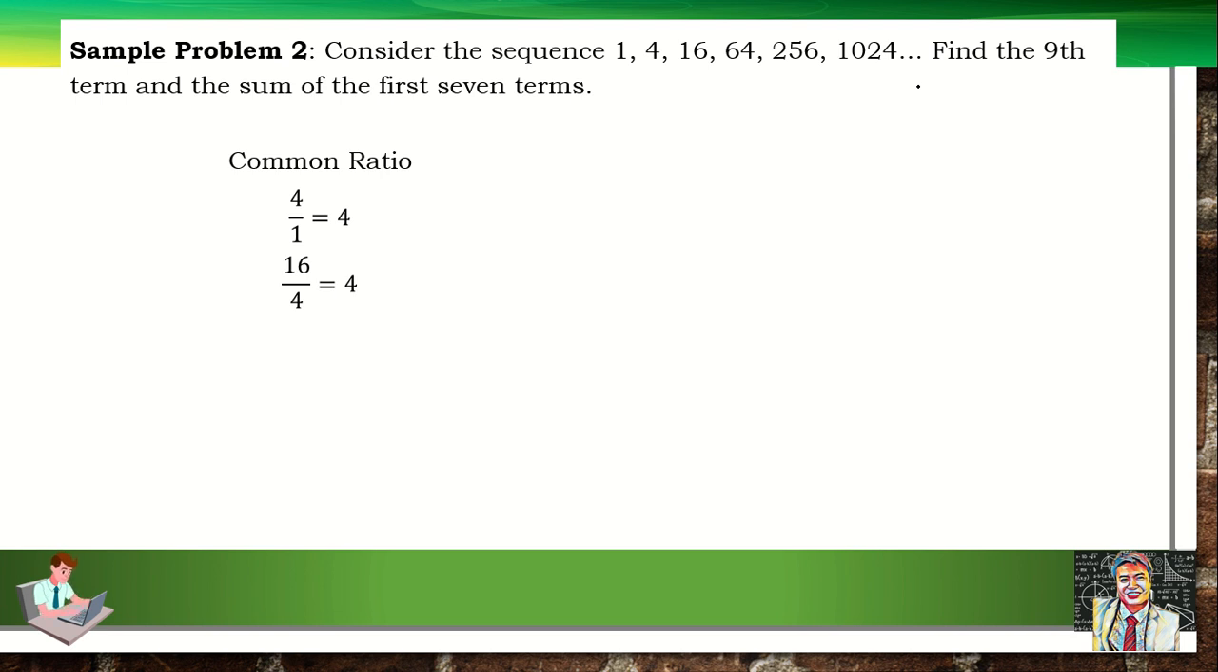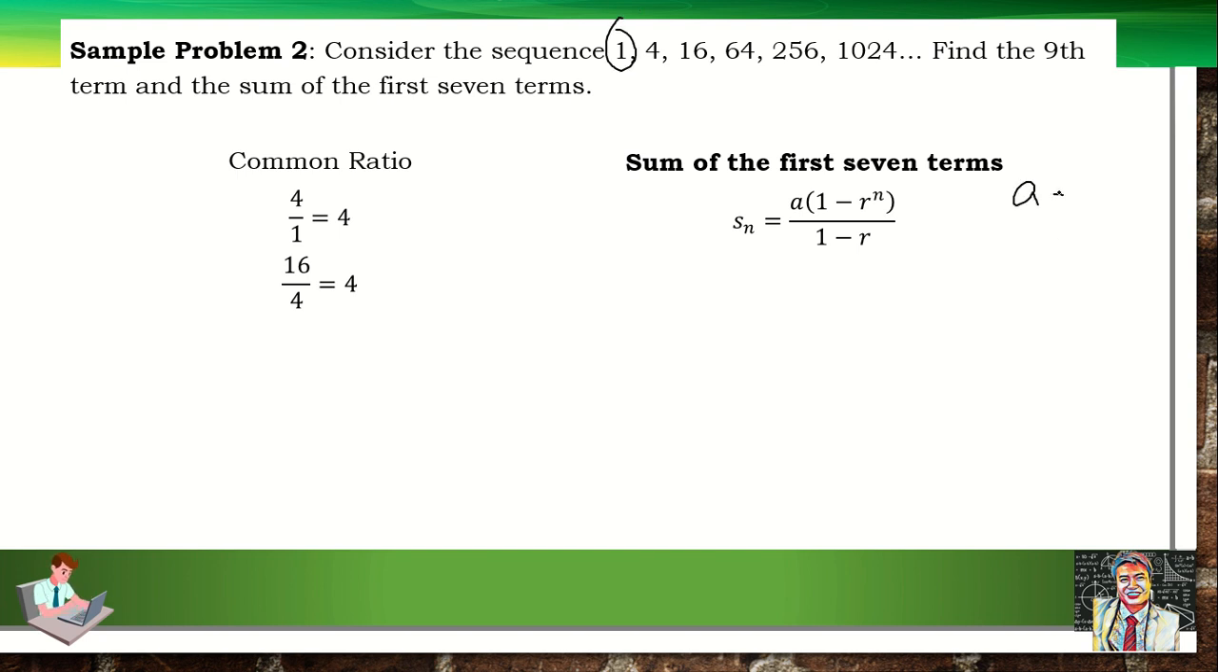Okay? Since may common ratio siya, punta tayo dun sa formula to determine the common ratio, para malaman natin yung 9th term. Yung sum of first 7 terms, ito yung formula. Dito muna tayo sa sum of first 7 terms, wherein S sub n is equal to A times the quantity of 1 minus r to n all over 1 minus r, where A is the first term, which is 1, r is the common ratio, which is 4, and n is the number of terms, which is 7 terms.